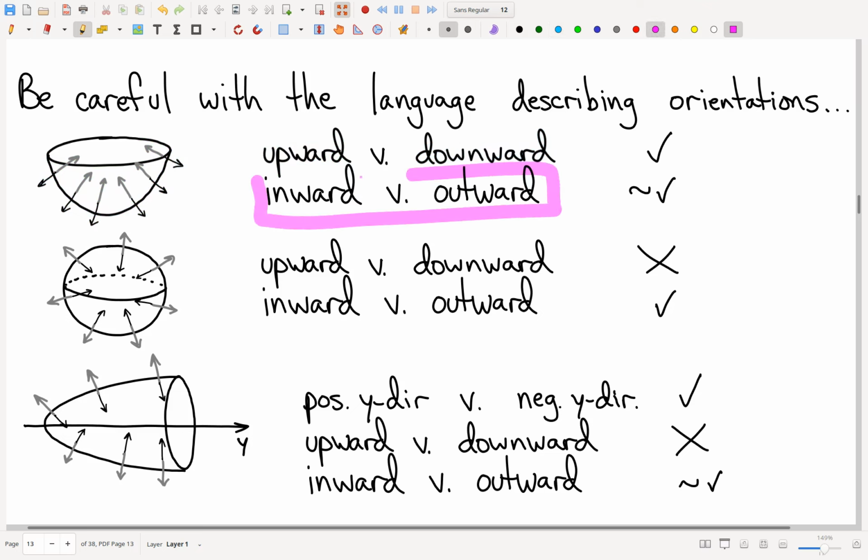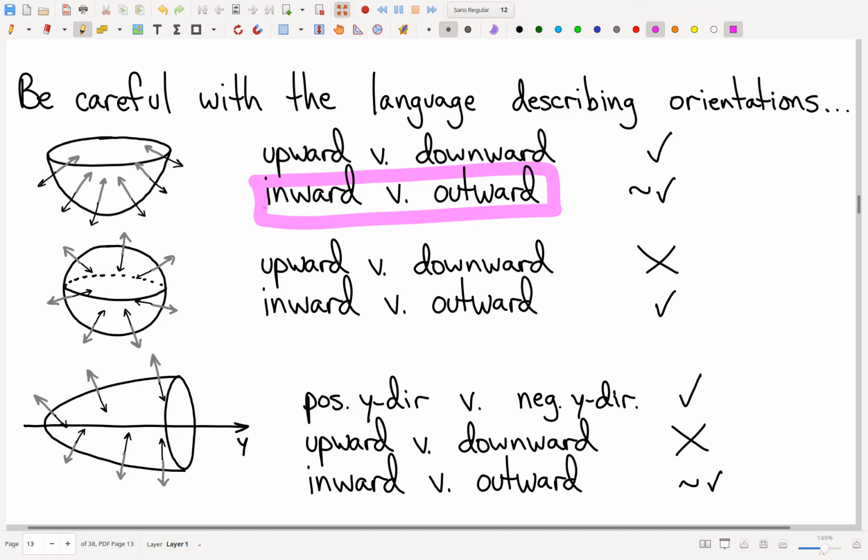inward versus outward. A lot of students kind of like this idea, inward versus outward. The slight problem with this is technically this is not a closed surface. There is no inside. Technically, so inward versus outward is a little bit awkward. Nevertheless, most people would probably know what you meant, but I think that's suboptimal at best.